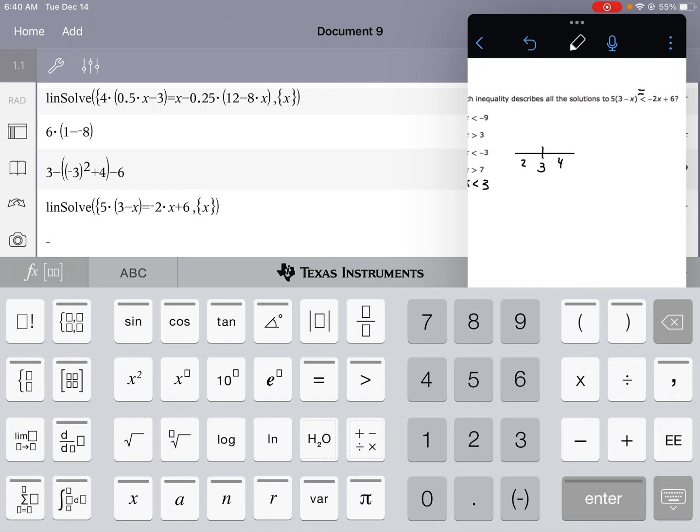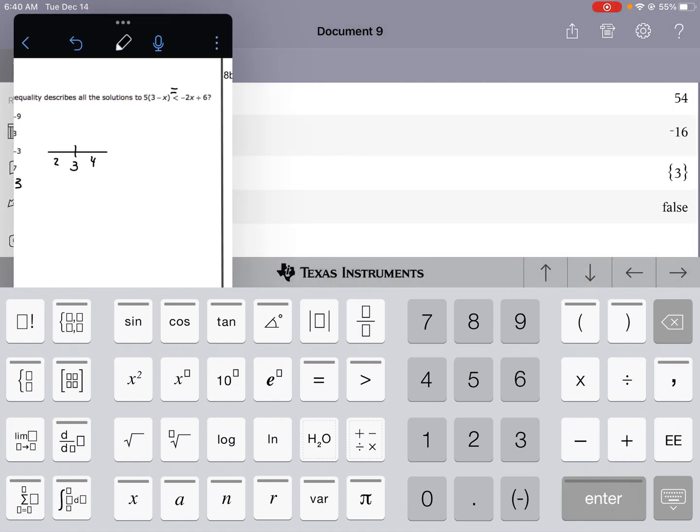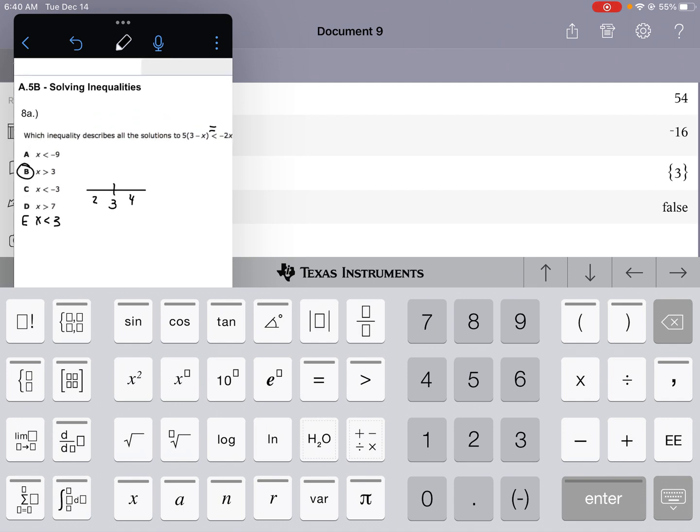Okay, so if I plug in 2 here, we need to see if it's going to make it true or false. So what I mean is I would take 5 parentheses 3 minus 2. Now I'm going to use the inequality signs. Oops. This one right here. Negative 2 times 2 plus 6. So if I do that, I press enter, it tells me false.